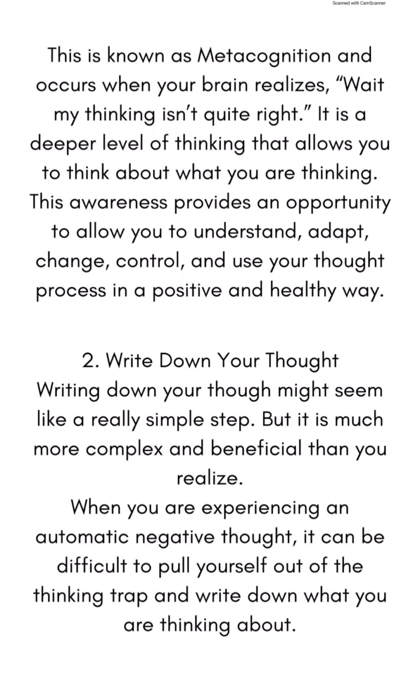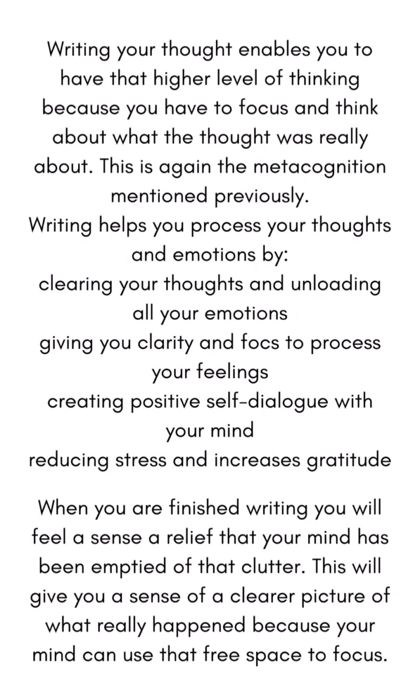2. Write down your thought. Writing down your thought might seem like a really simple step, but it is much more complex and beneficial than you realize. When you are experiencing an automatic negative thought, it can be difficult to pull yourself out of the thinking trap and write down what you are thinking about. Writing your thought enables you to have that higher level of thinking because you have to focus and think about what the thought was really about. This is again the metacognition mentioned previously.